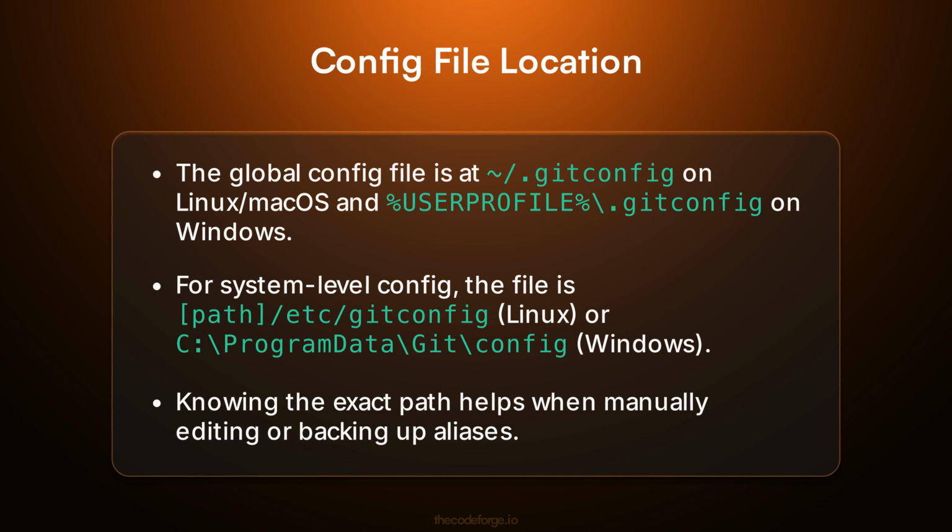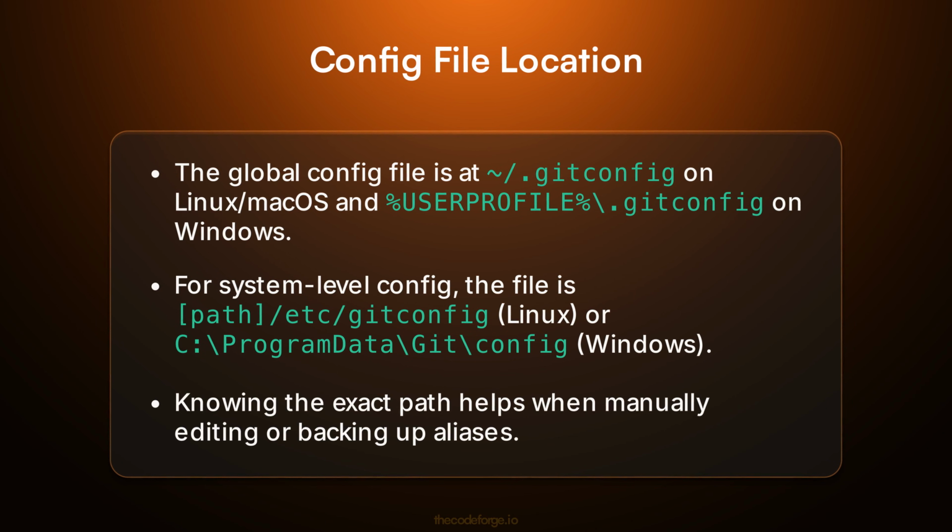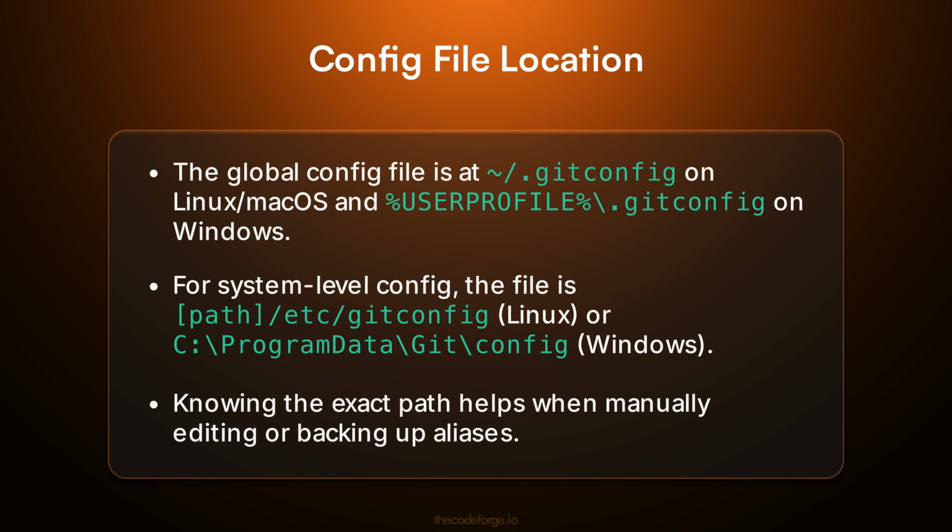The global config file is at ~/.gitconfig on Linux and macOS, and %USERPROFILE%\.gitconfig on Windows. For system-level config, the file is /etc/gitconfig on Linux or C:\ProgramData\Git\config on Windows. Knowing the exact path helps when manually editing or backing up aliases.